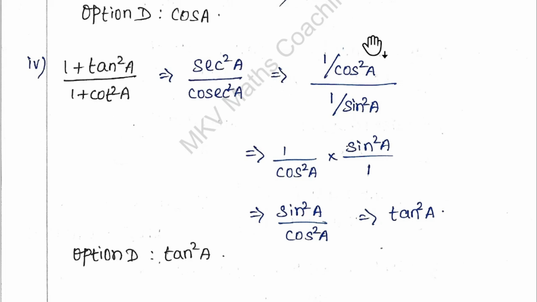Then you change into cos and sin. Or else you can also write it like 1 plus sin square by cos square, 1 plus cos square by sin square, and take an LCM. You end up with the same answer. But I'm just skipping two steps to make it an easier way of solving. Just change it to the identity. So secant square is 1 by cos square, cosecant square is 1 by sin square. So when you take the reciprocal of the denominator, you get sin square by cos square, which is tan square A.